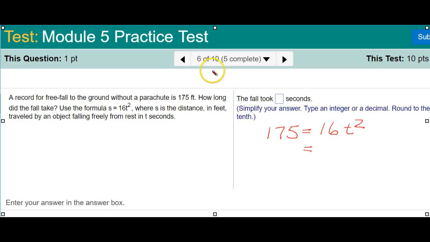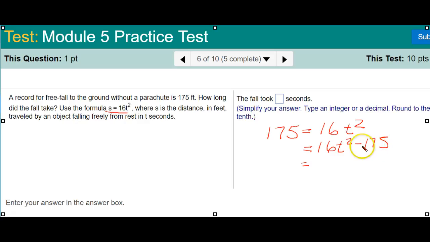In this example, we're asked to use this formula for free fall, where this is the distance we're falling, and figuring out what the t would be. So we substitute 175 for the s, and now we're going to put it in standard form. 16 t squared minus 175, and we want to solve it.